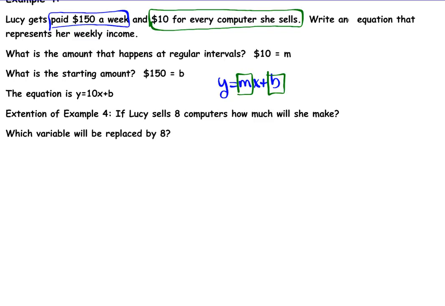Now, if Lucy sells 8 computers, how much will she make? Which variable is going to be replaced by 8? Is it going to be the x or is it going to be the y? Okay, it's going to be x, right? Because x is how many computers. So I could find out what something equals. I could figure out how much money she made if I finished solving this. And I'm going to ask you guys to finish solving it. Okay, tell me what y equals.